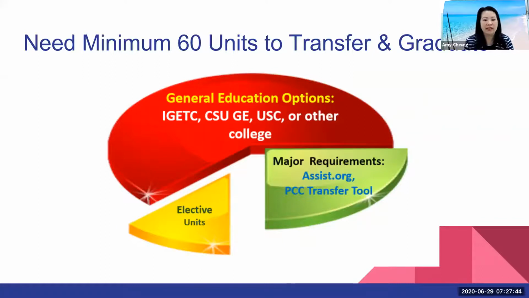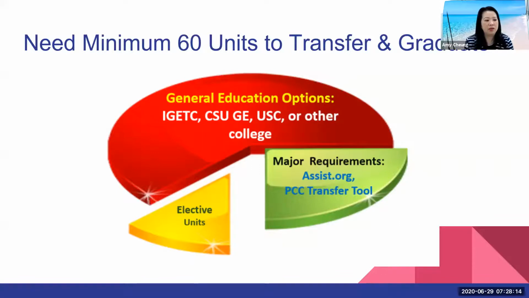Out of the 60 units that you need at PCC, it's divided into different categories. The first one, which is in red, has to do with general education. Everyone, regardless of what your major is, if you're going to transfer to a university in California, especially the UCs and Cal States, the public universities, would need to take about 40 units in general education.